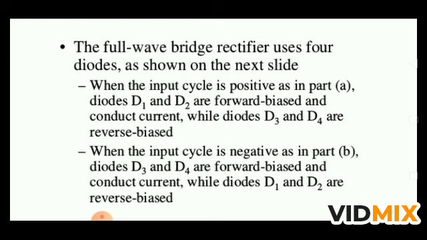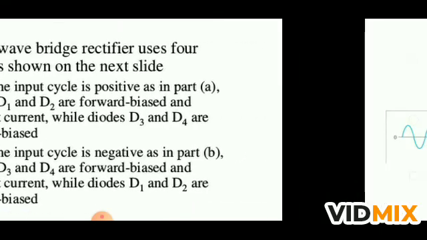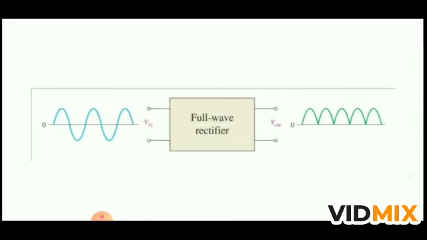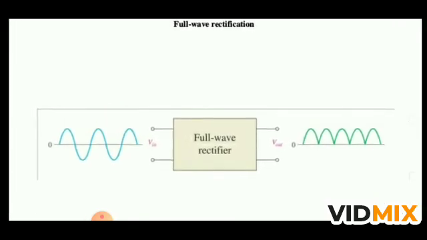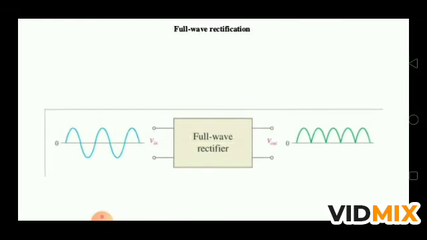So in this case, we are using 4 diodes in such a way that D1 and D2 in one cycle behave as forward, and in the next cycle D3 and D4 behave as forward. So in these two cases we are getting a full wave, so we consider it a full wave rectifier. To get the full wave by using a bridge rectifier is known as full wave rectification.